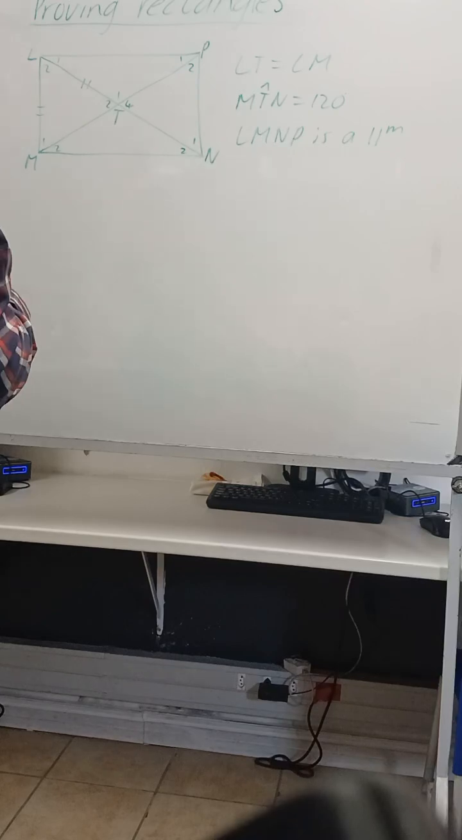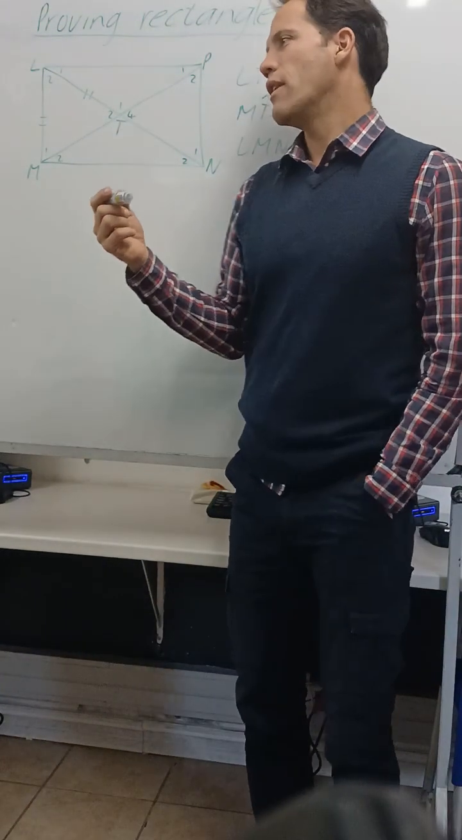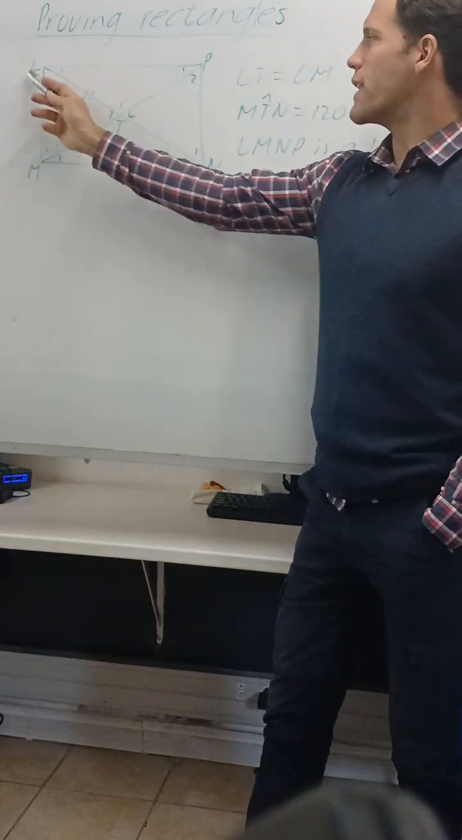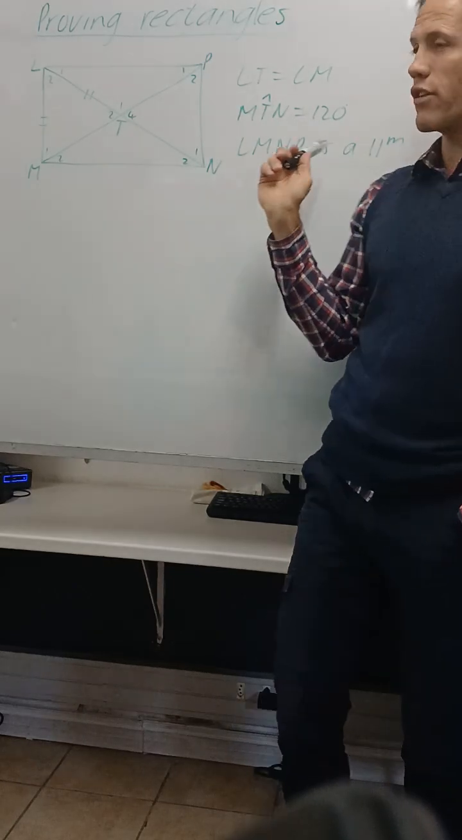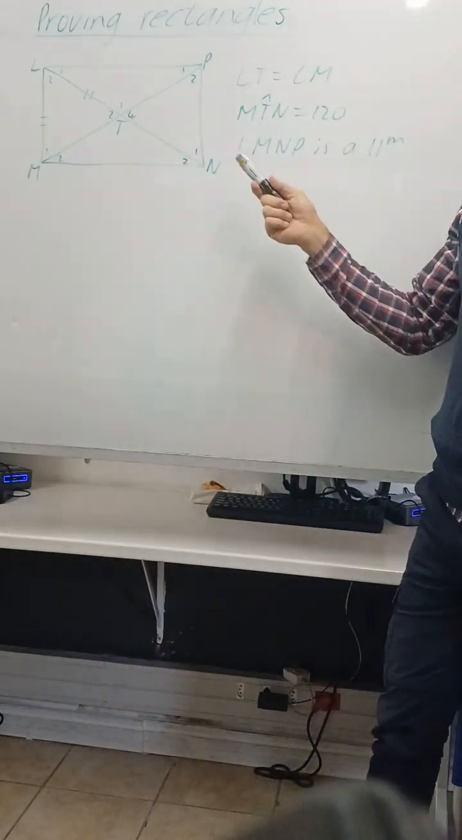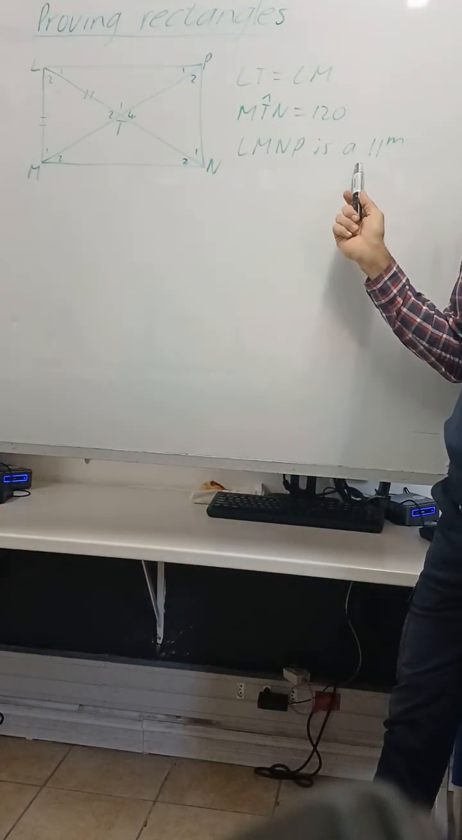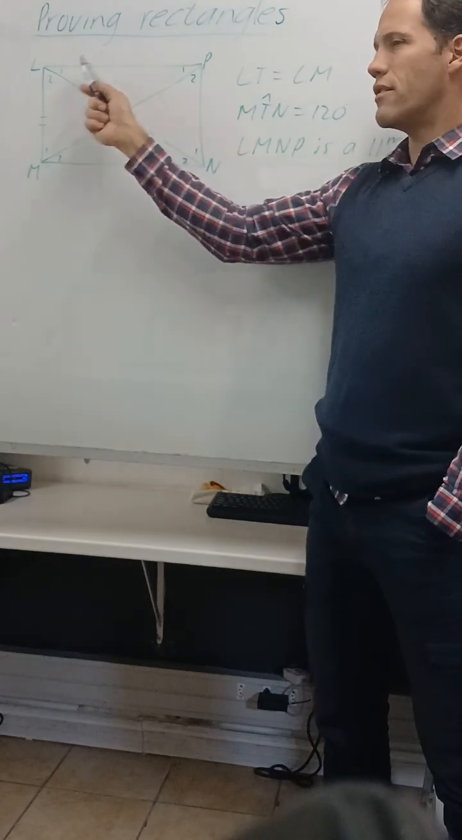Okay, proving rectangles. We looked at parallelograms, and now how to prove it's a parallelogram. Now we're going to look at this question: how to prove that LMNP is a rectangle. They said it's a parallelogram. In the question it says that LMNP is a parallelogram, and now they want you to prove that this is a rectangle.